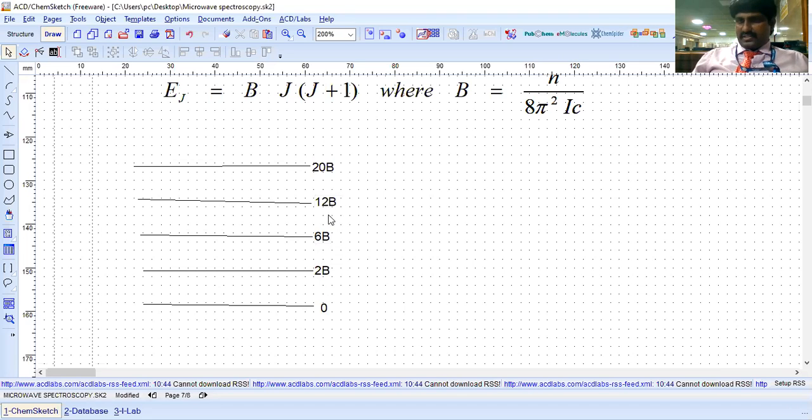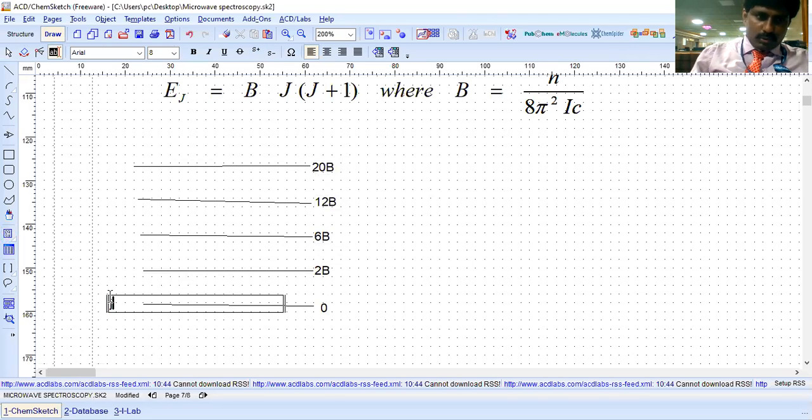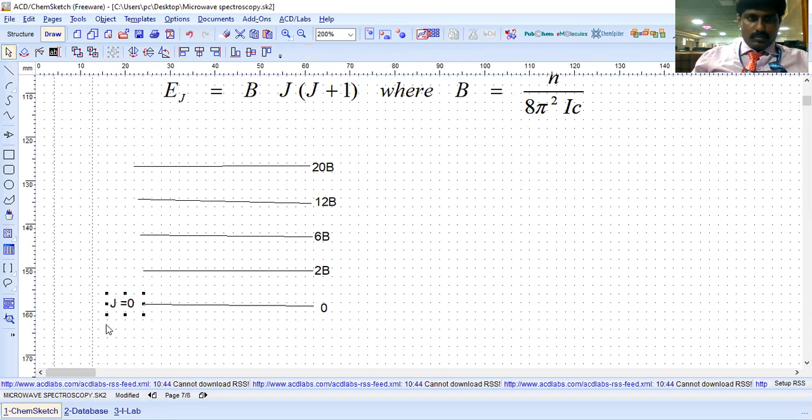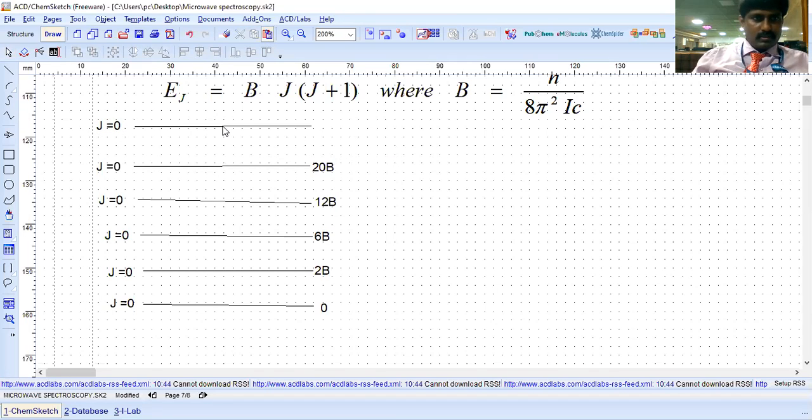What is the difference between this? 6. What is the difference between 8? Similarly, you can keep going. So what is the value of this? Capital J equal to 0. This is J equal to 0, this is J equal to 1, this is J equal to 2, this is J equal to 3, this is J equal to 4, and this is J equal to 5. We will write one more, yes, this is J.